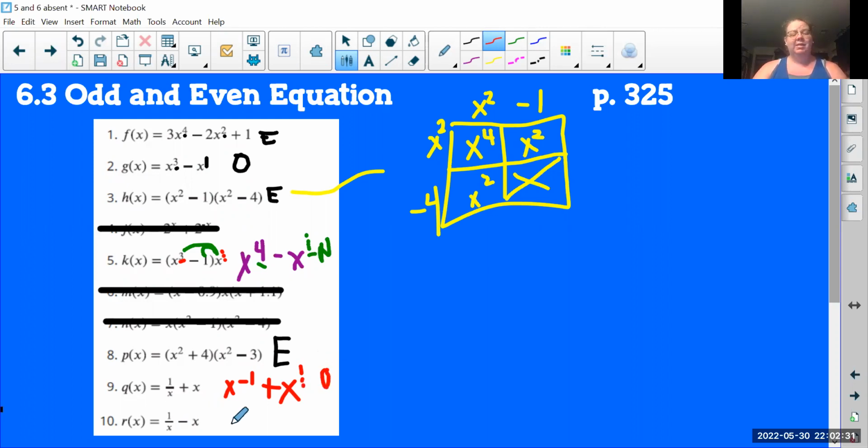And basically this is the same thing because it's still x to the -1 and now it's minus x to the 1st power. But again, it's still the same thing because we're only looking at the exponents. I don't care if it's plus or minus in between. So this one is also odd. Right? So that's how you can tell by looking at an equation.